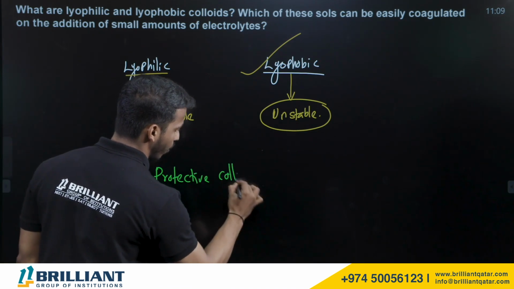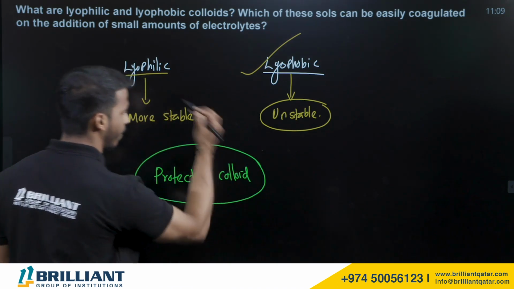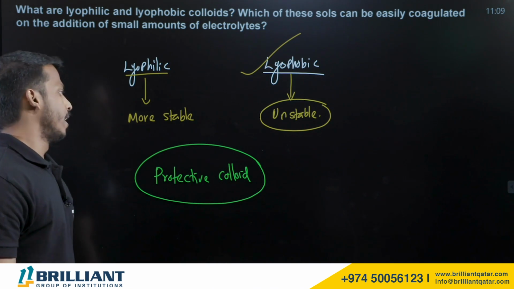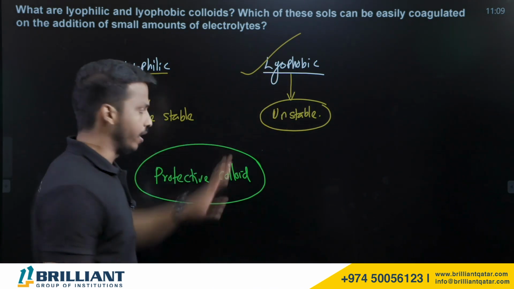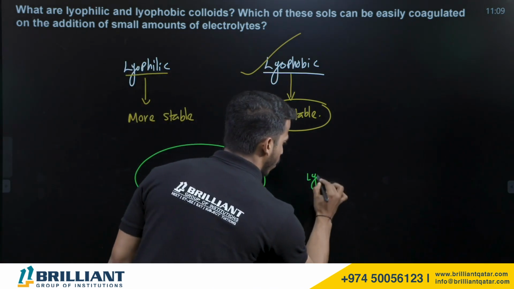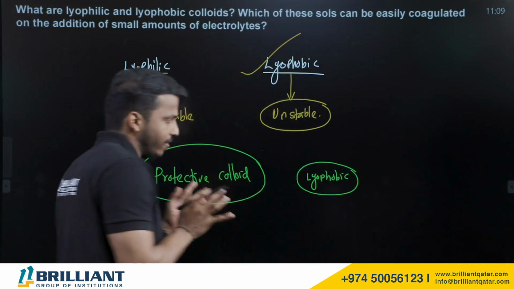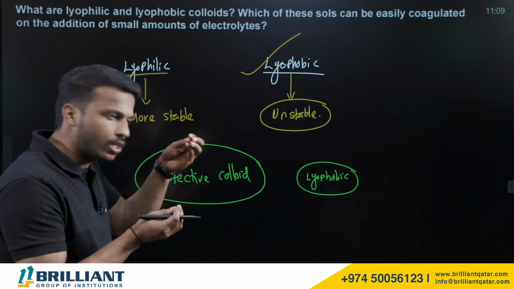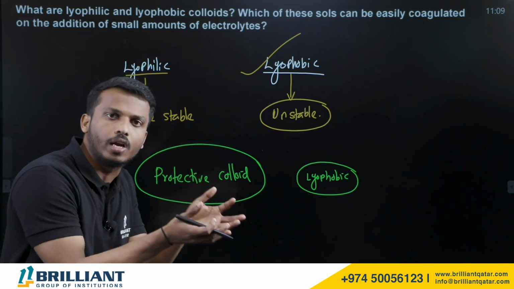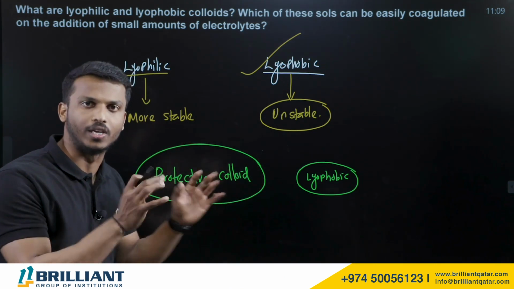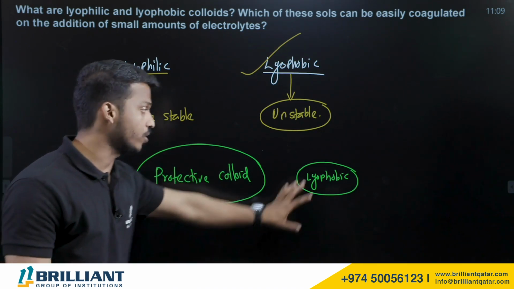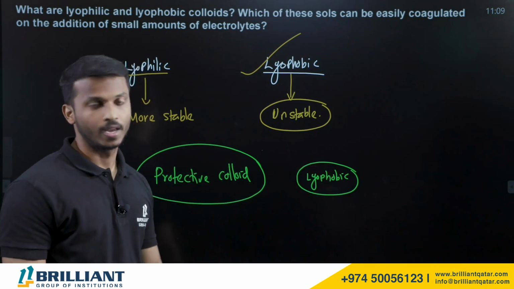Protective colloid. What is a protective colloid, dear all of you? What is meant by protective colloid? Dear all, if you have a lyophobic colloid and an oppositely charged species comes, immediately it will undergo coagulation or precipitation or flocculation. Why? Because this is unstable.